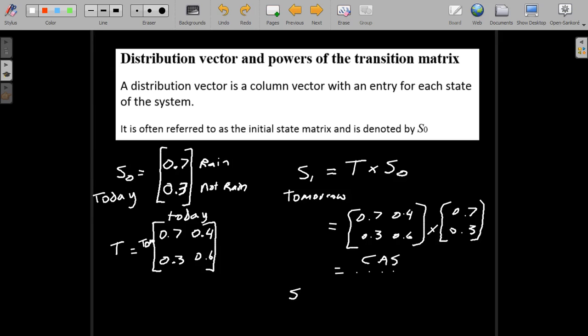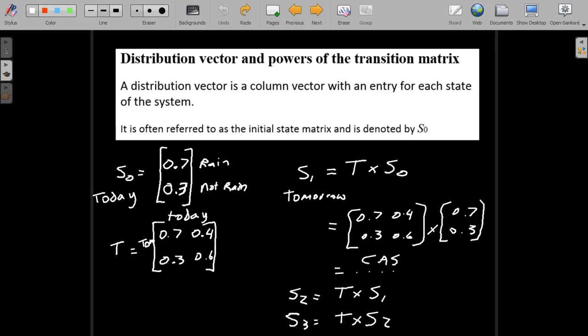So that means to work out what the next day after that is, I'd do the same calculation, except now I have T times S1. So it's calling upon this matrix here that we just worked out. Okay, and we actually get this recurrence relation. So then S3 is going to be our transition matrix times S2, and so on and so forth.